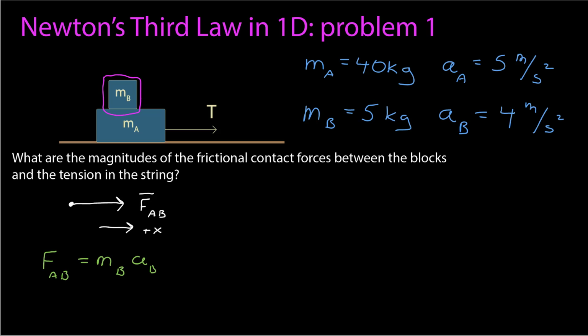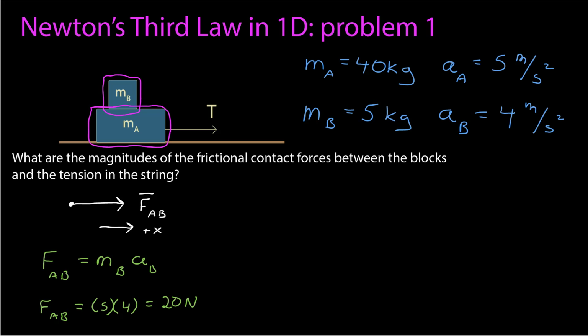Can I do anything with this? Well, I can. I in fact know mass of B and the acceleration of B, so I can go ahead and calculate that right away if I wanted. And that's one of the things I wanted to know, the magnitude of the force of mass A on mass B. Well, I want to know other things. What to do next? Well, I'm going to look at the second object and apply Newton's second law to it.